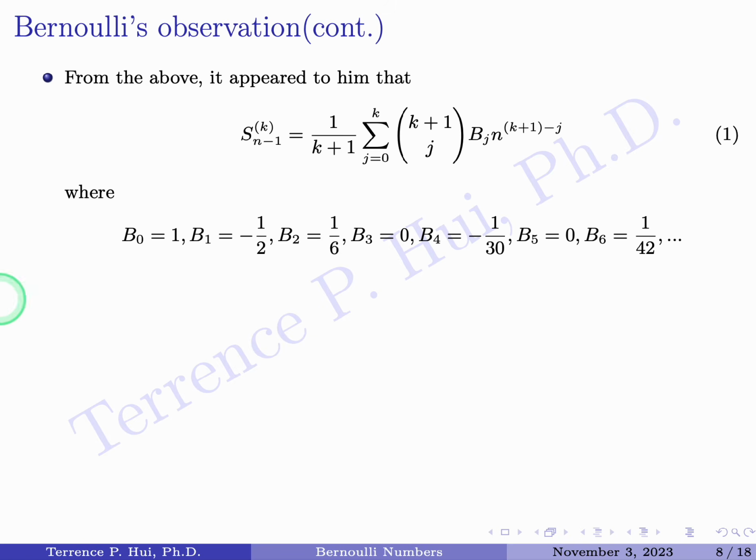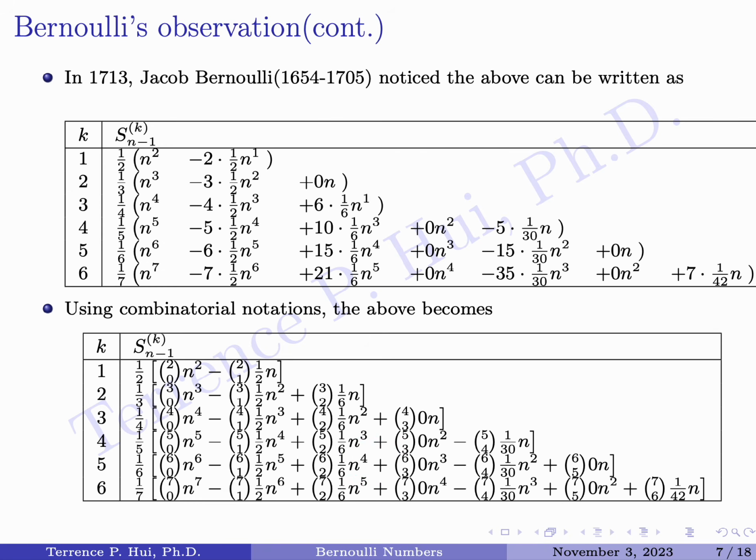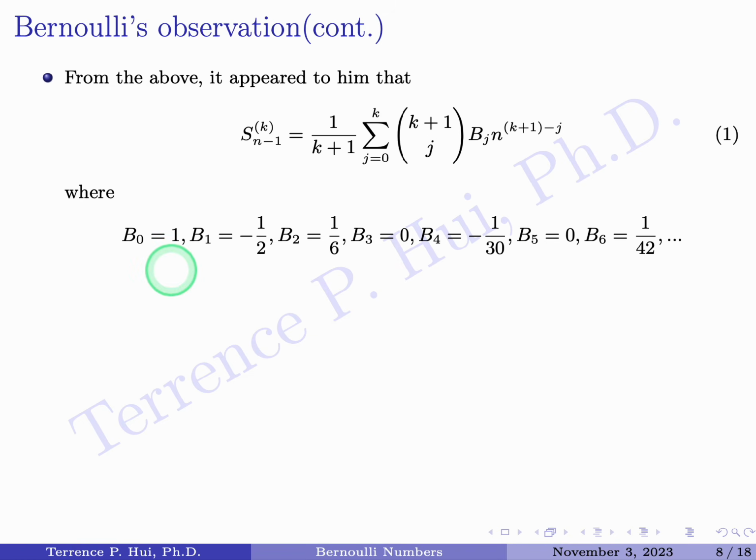Well, again, just by looking at this table, it seemed to him b sub 0 is 1, b sub 1 is -1/2, b sub 2 is 1/6, b sub 3, b sub 5, and b sub 7, starting with 3, all the odd indices are 0, b sub 4 is -1/30, and then b sub 6 is 1/42, and so on and so forth. So that's what appeared to him, right?